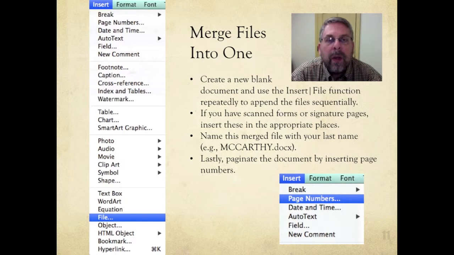The next step is to create a new file and then use the insert file function sequentially, one after another, to insert all of your document files that you've prepared and any scanned documents that you may wish to include. After that, save it as a completely merged document, add page numbers in the lower right-hand corner, and then save the document using your surname as the name of the file.